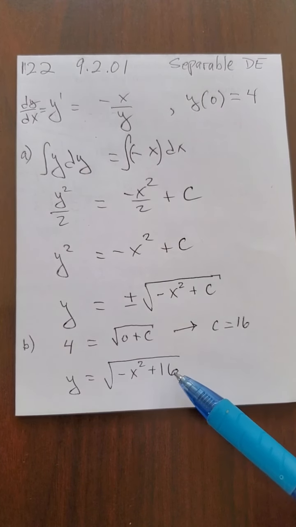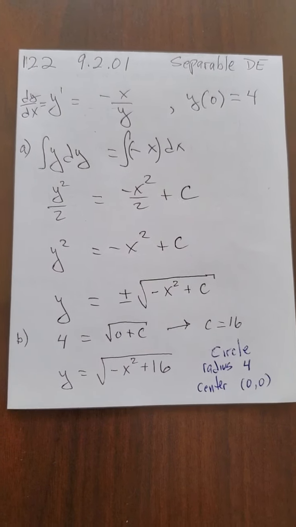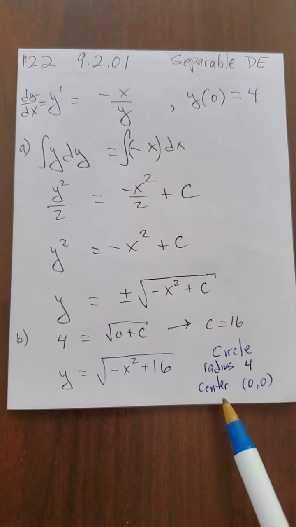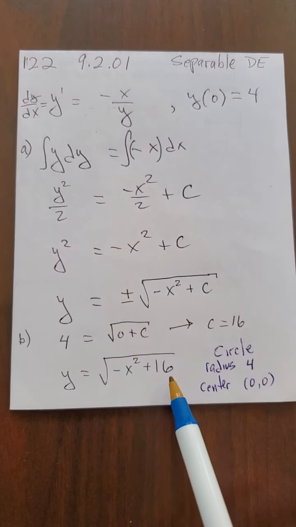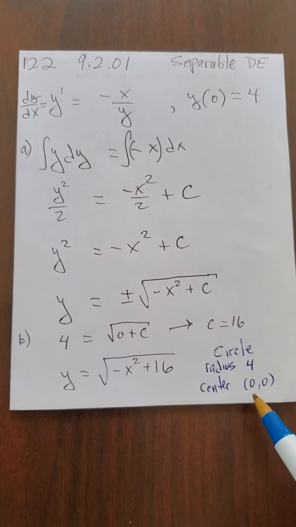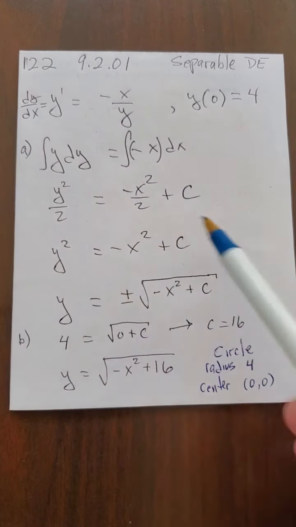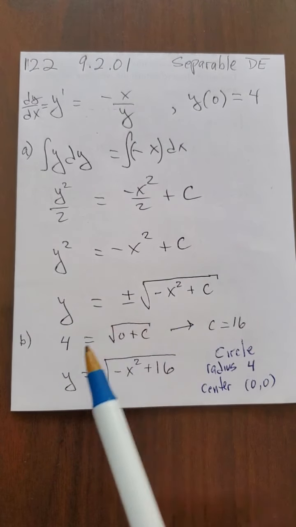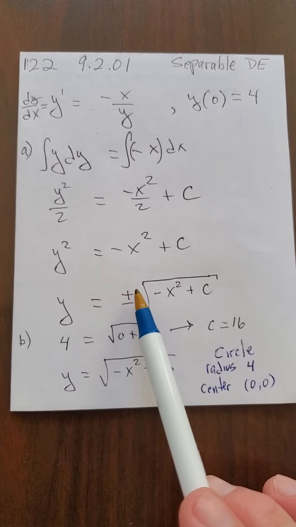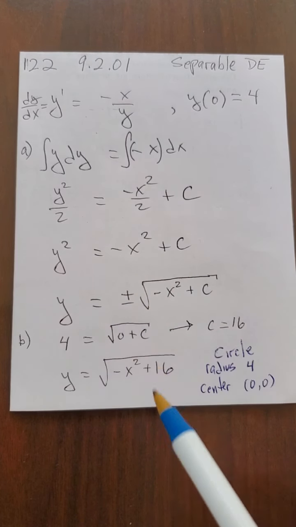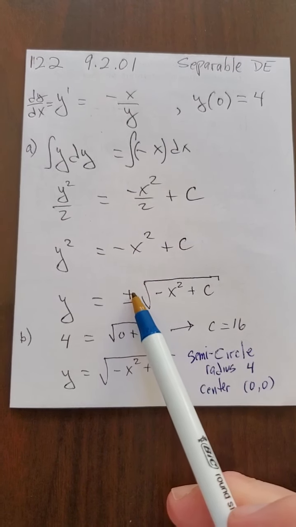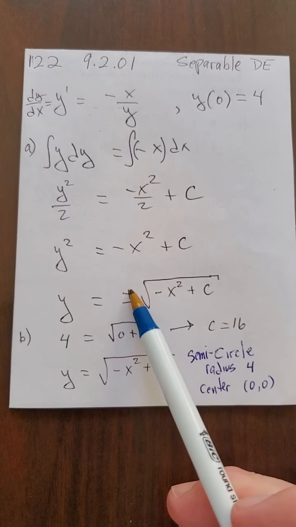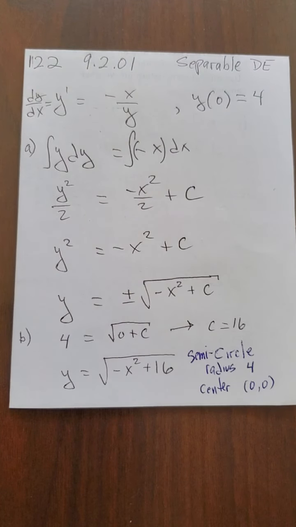By the way, does anybody recognize what this equation is right here on the bottom? This equation is a circle with radius 4 and center of 0, 0. In other words, y equals the square root of negative x squared plus 16 is a circle. The radius of the circle is 4, the center of the circle is 0, 0. In fact, any of these are circles. Actually, I shouldn't have said circle, it's really a semicircle. The plus would be the upper half, the upper semicircle, and the negative would be the lower semicircle. And that, my friend, is how we do separable differential equations.